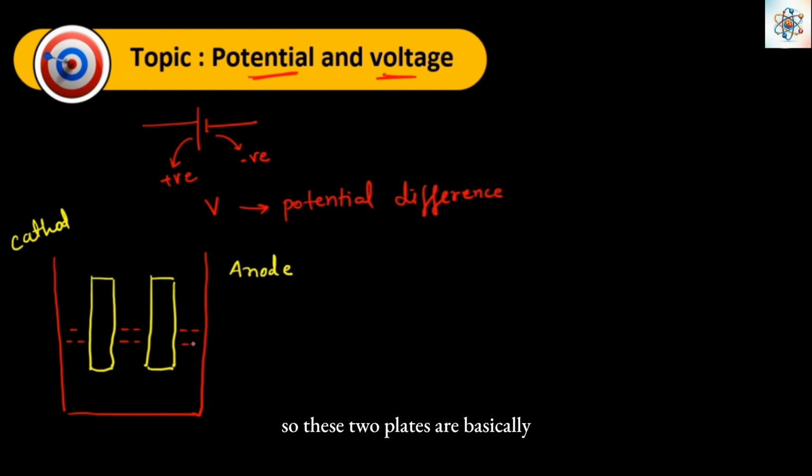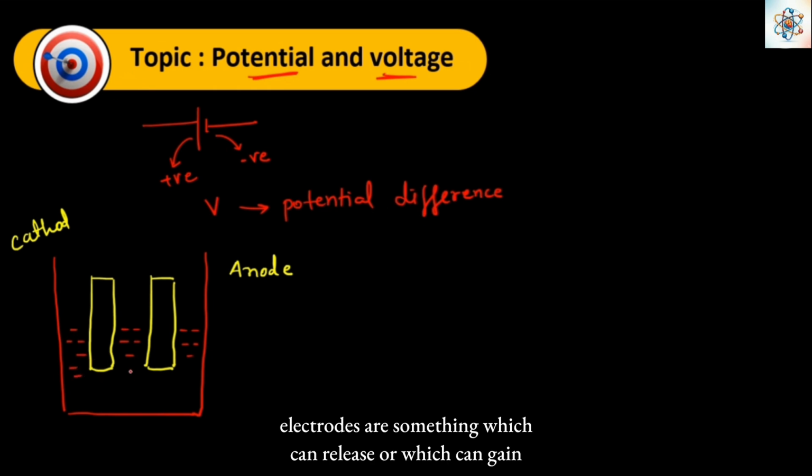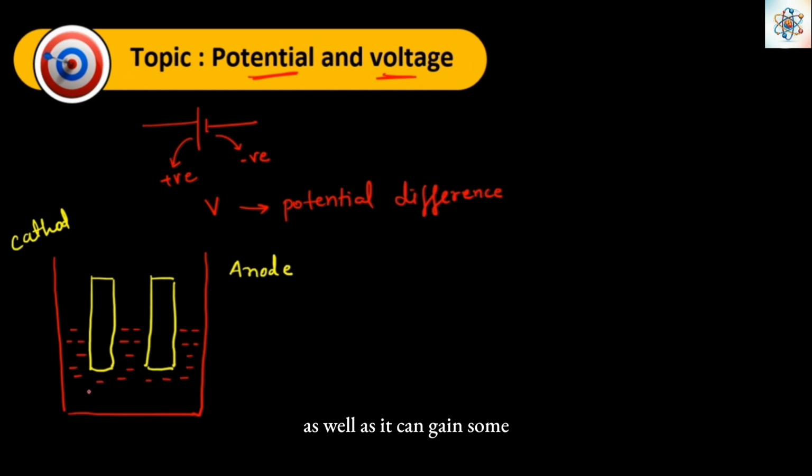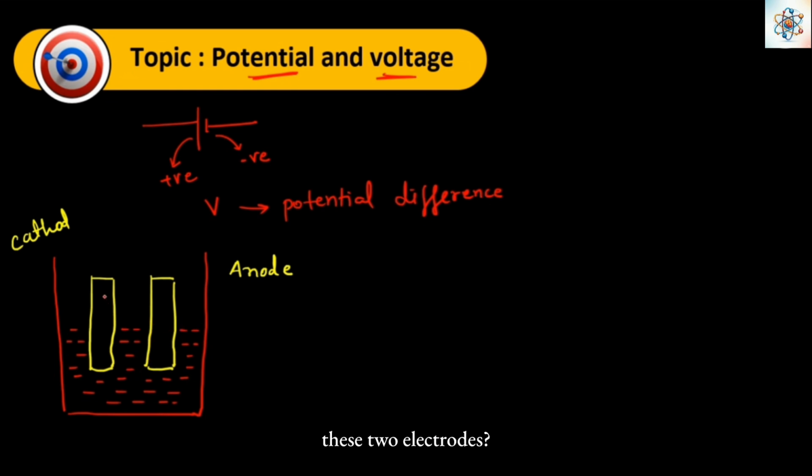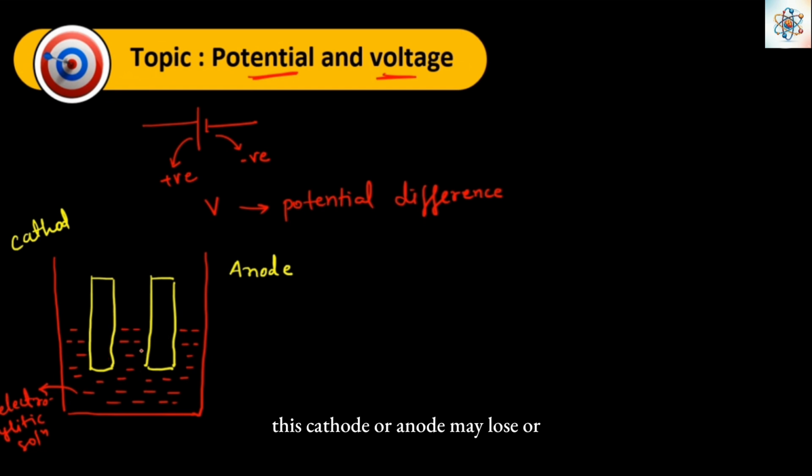So these two plates are basically electrodes. Electrodes can release or gain some charge. They can lose as well as gain charge from the solution. So a battery is a combination of two electrodes and some solution in it. The cathode or anode may lose or gain charge automatically based upon the reaction, depending on which kind of electrolytic solution it is.